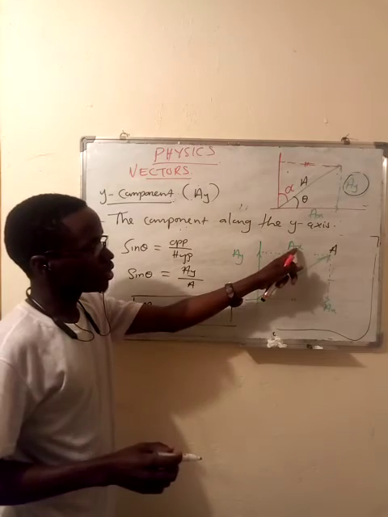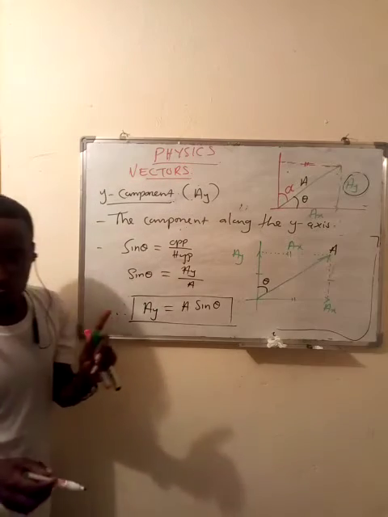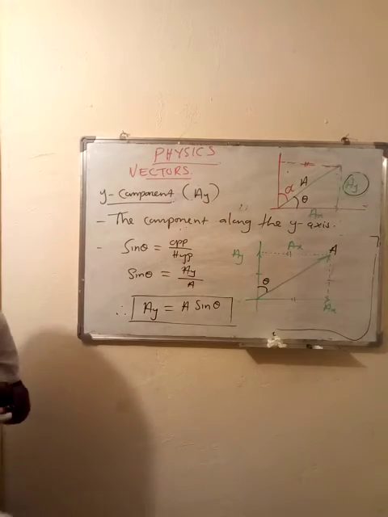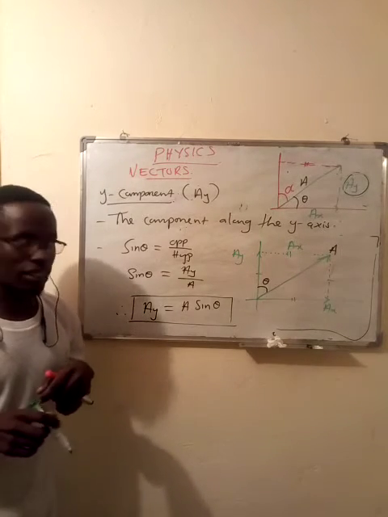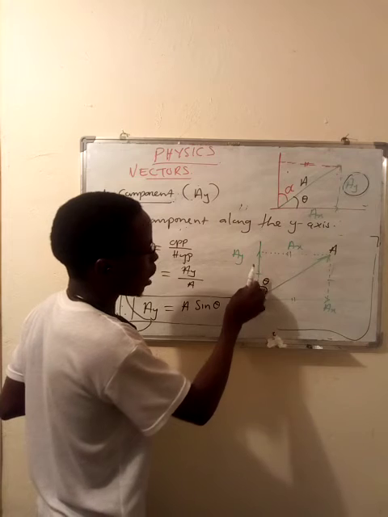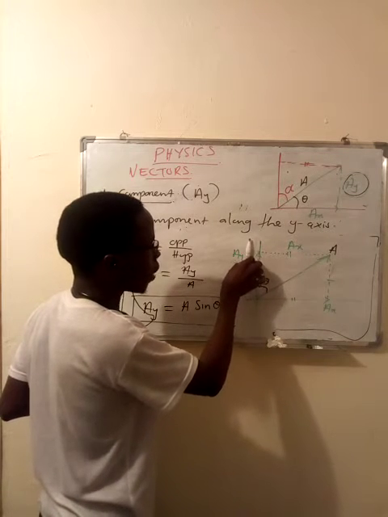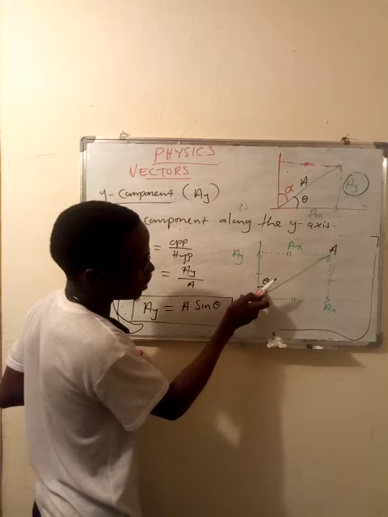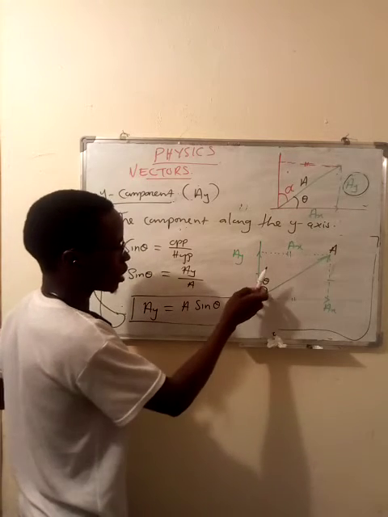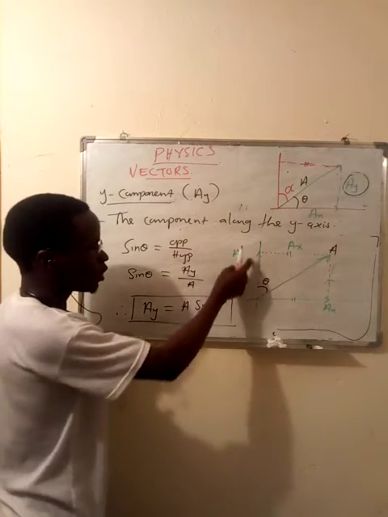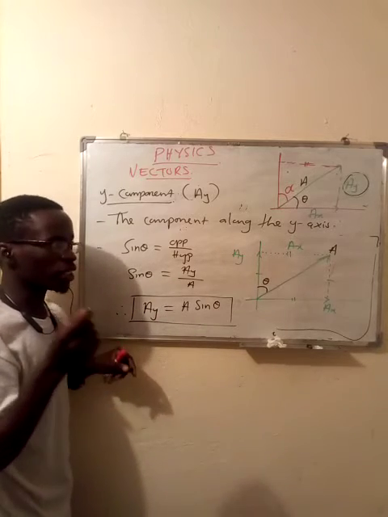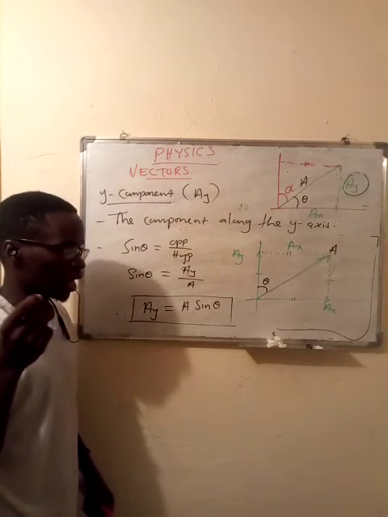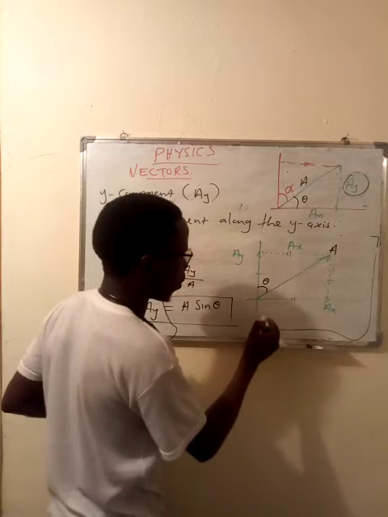For us to calculate the y component, because the y component in this case is adjacent to the angle, we are going to use cosine and not sine. Okay, so in this case, AY is going to be equal to A cos theta, as compared to the previous one where AY was equal to A sine theta.